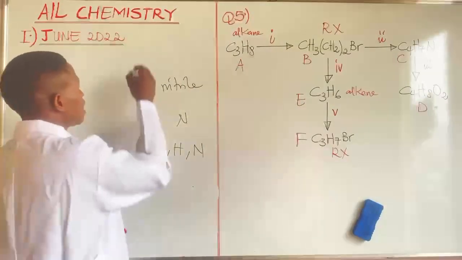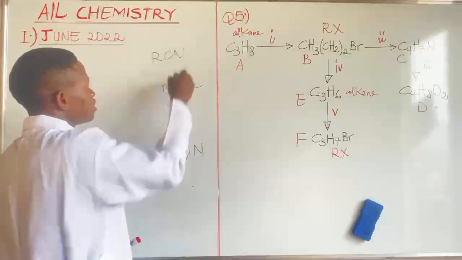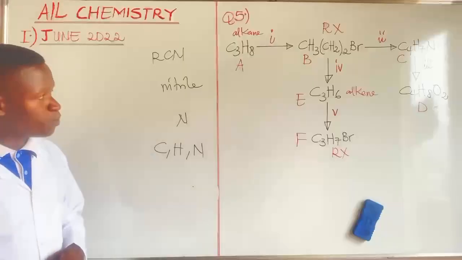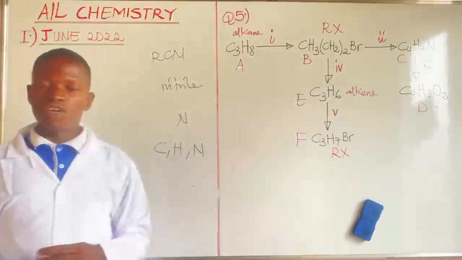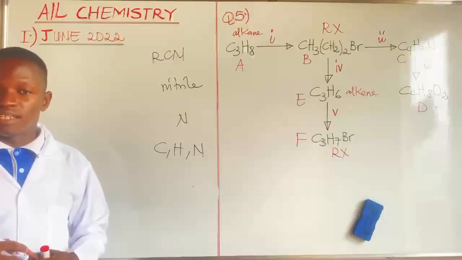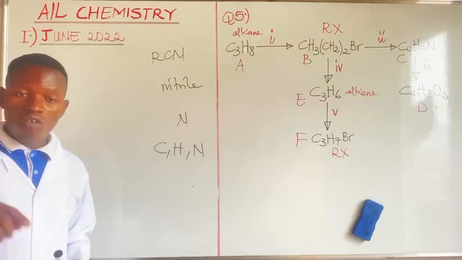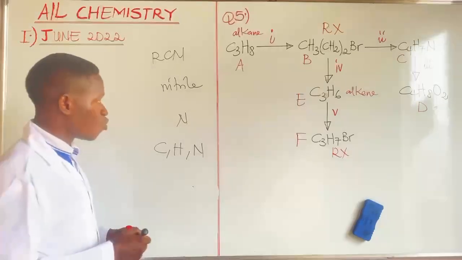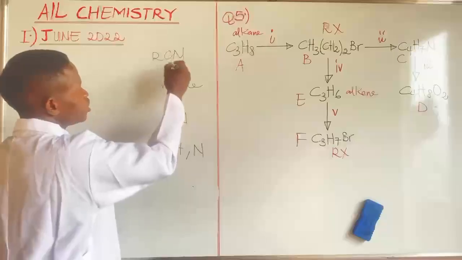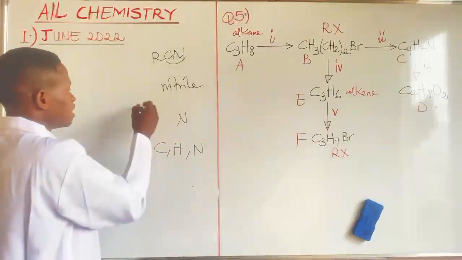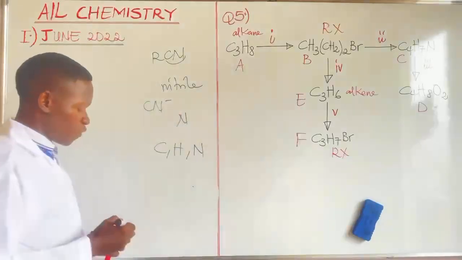Nitriles are written as RCN, where R is an alkyl group. But for the compound to be a nitrile, there must be an increase in the carbon chain. The number of carbon atoms must increase by 1 from the previous compound. Why? Because nitriles are formed from the cyanide ion, which is a nucleophile.